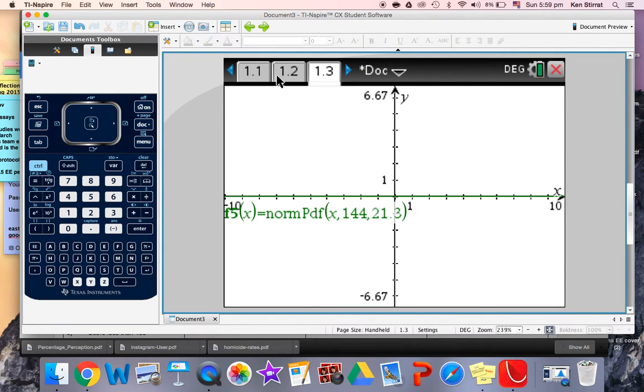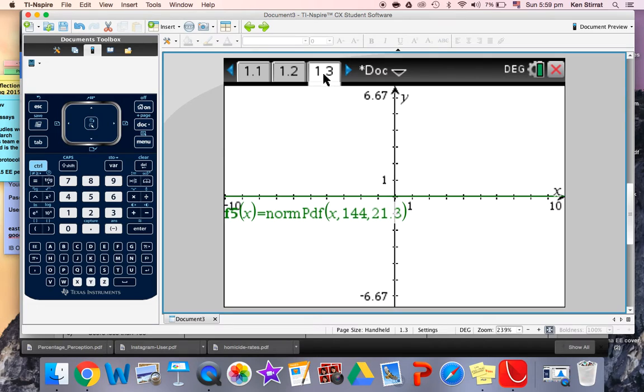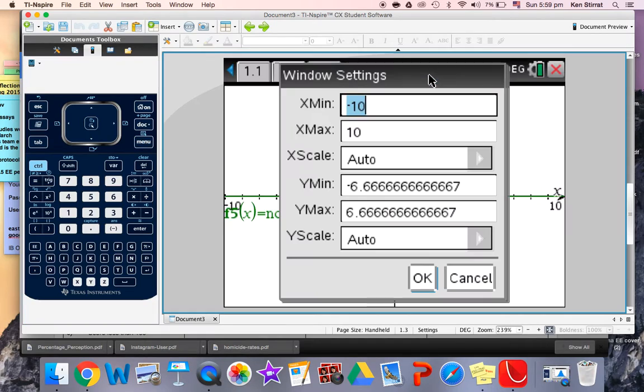If you go back to this picture, IQ scores from 70 to 210 would be good. So we want 70 to 210. Let's have a look. Menu, window zoom, window settings. So 70 to 210. Now on the y-axis, what's being plotted is the probabilities. The probabilities are certainly no more than 1, but you've got to choose quite a small number. Negative 0.1, and we'll go up to 0.2 to start with, and we'll see what happens.